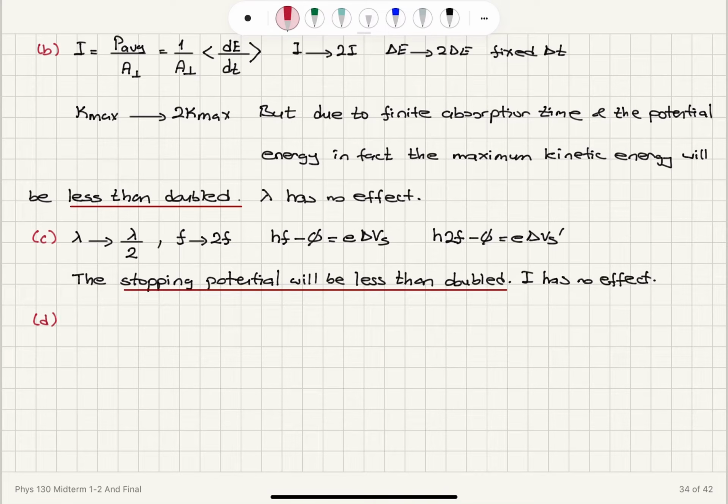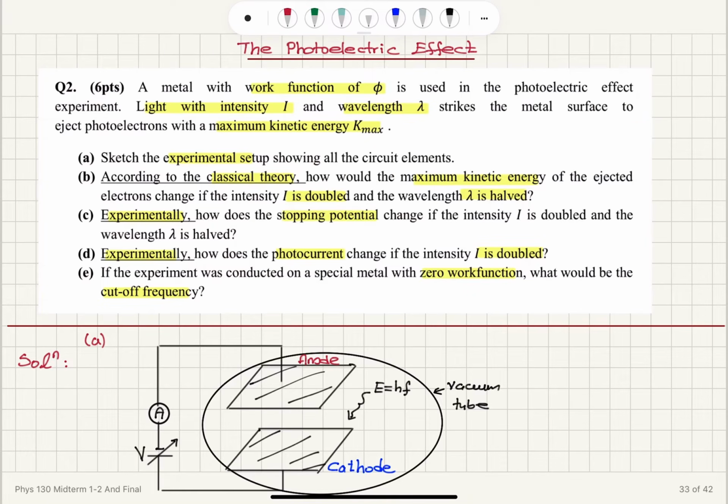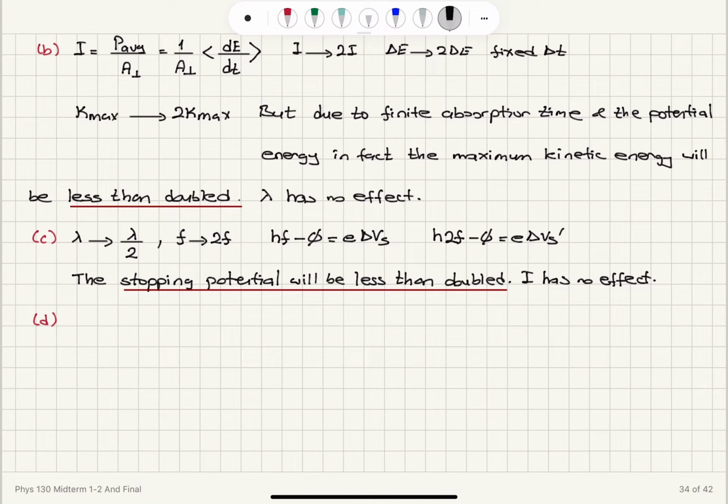Part D, that's due to the presence of this work function here. Experimentally, how does the photocurrent change if the intensity is doubled? So the effect of increasing the intensity, I becoming 2I, is basically increasing the number of photons that interact with the electrons.